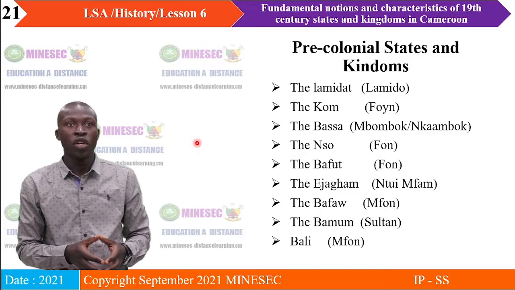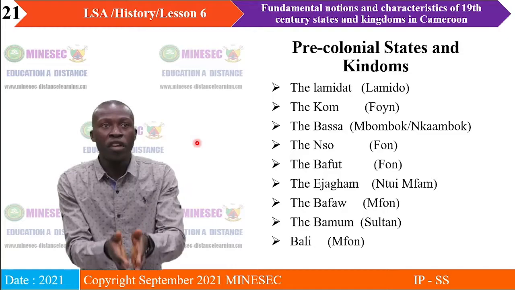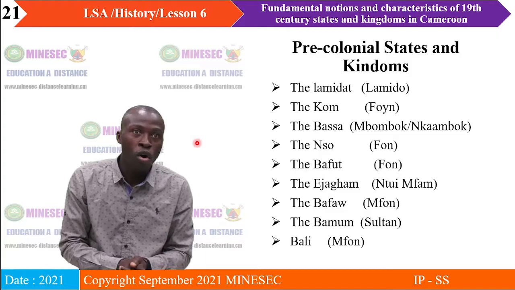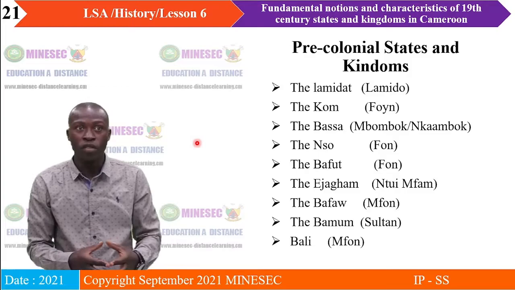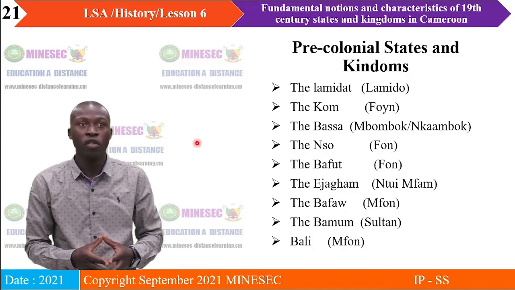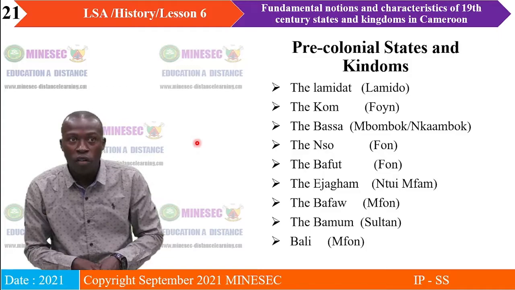The Kom, who called their ruler the Fon, the Bassa, who talk of Mbombok or Kambok. We talk of the Nso, who talk about the Fon. We talk of the Bafut, who called their leader the Fon. The Ejagham, Nsufam, the Bafaw, Mfon, the Bamum, the Sultan, and we talk of the Bali, Mfon.